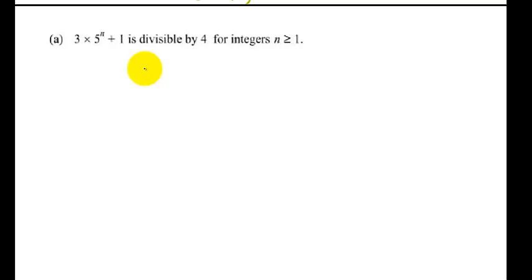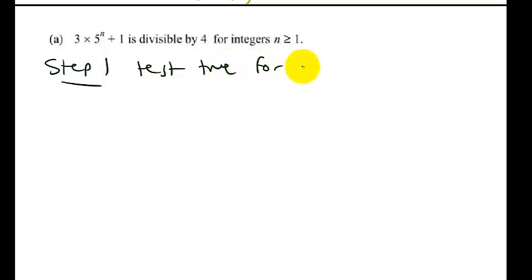Same steps. All we're trying to prove now is that this thing, for any n greater than or equal to 1, is going to be divisible by 4 all the time. All right, let's see if it's true. So, step 1: test true for n equals 1.